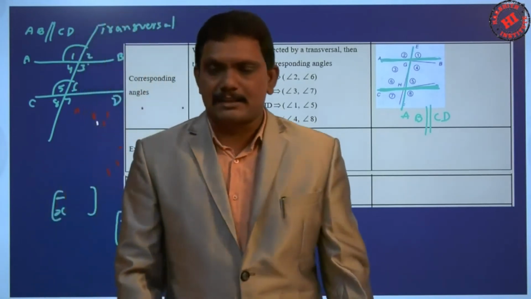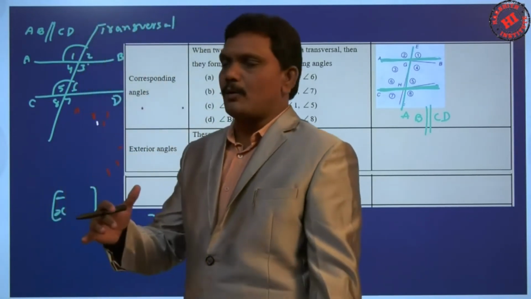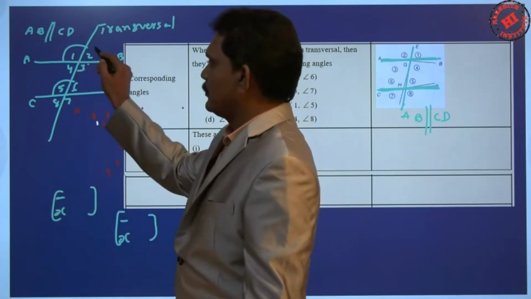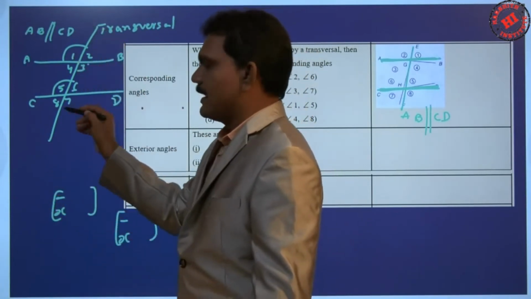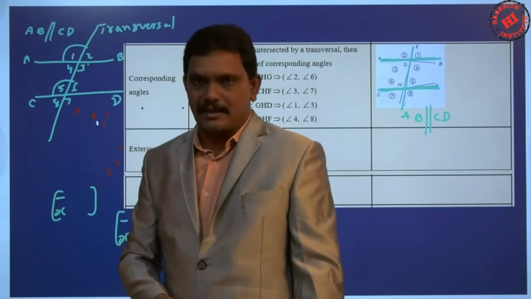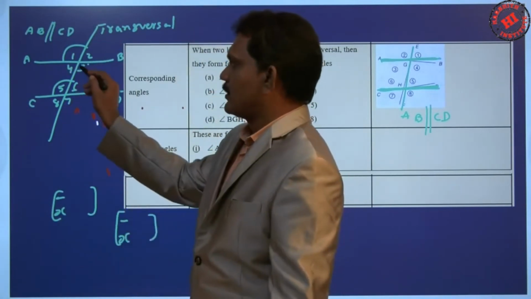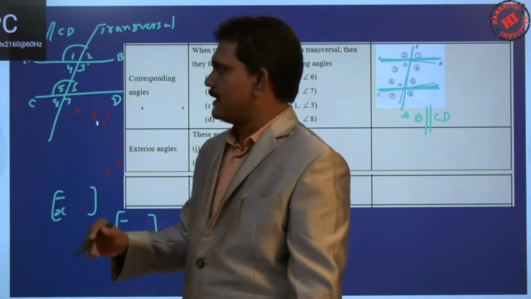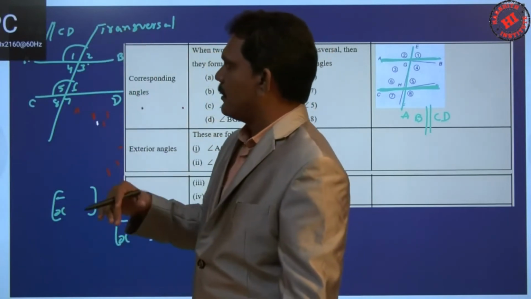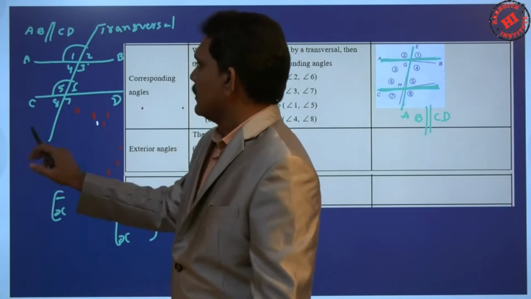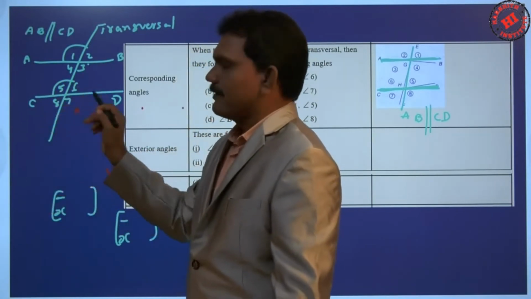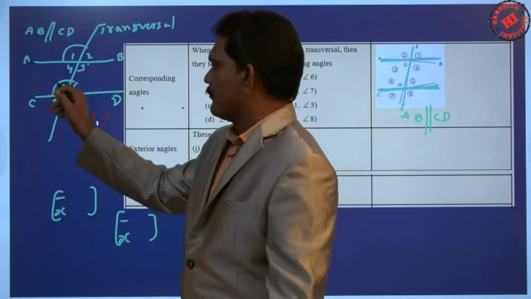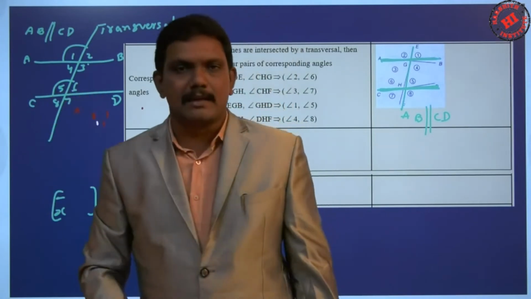Exterior angles. External angles means they are outside. Therefore, 1, 2 are external angles, and 8, 7 are external angles. What about the remaining? 3, 4, 5, 6 are called internal angles. External means they are outside. So 1, 2, 8, 7 are external angles and 3, 4, 5, 6 are internal angles.